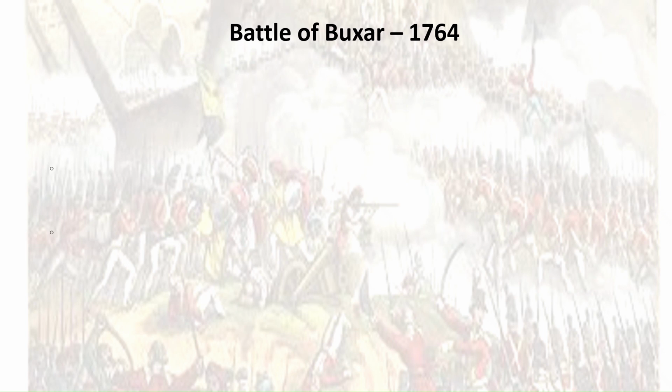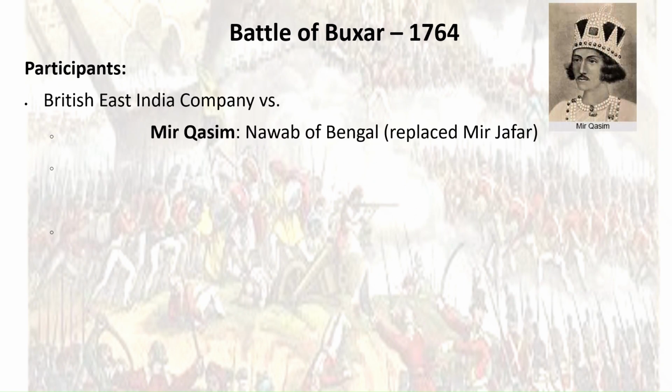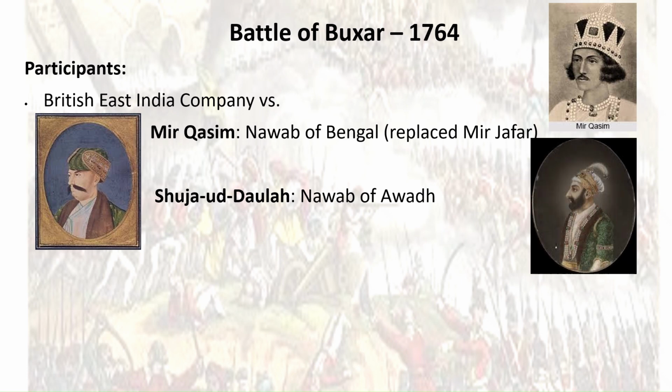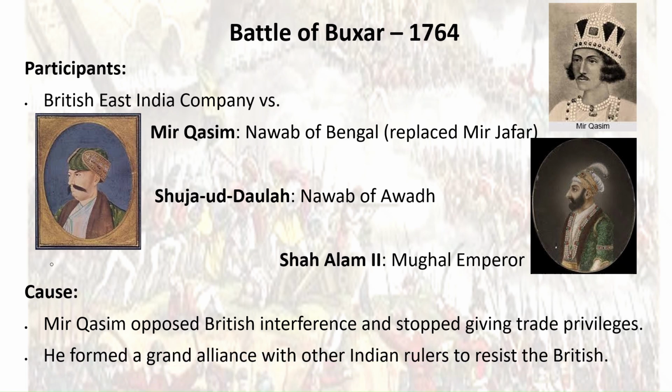Battle of Buxar, 1764. Participants: British East India Company versus Mir Qasim, Nawab of Bengal, who replaced Mir Zafar; Shuja-ud-Dawla, Nawab of Awadh; and Shah Alam II, Mughal Emperor. Cause of the battle: Mir Qasim opposed British interference and stopped giving trade privileges. He formed a grand alliance with other Indian rulers to resist the British.